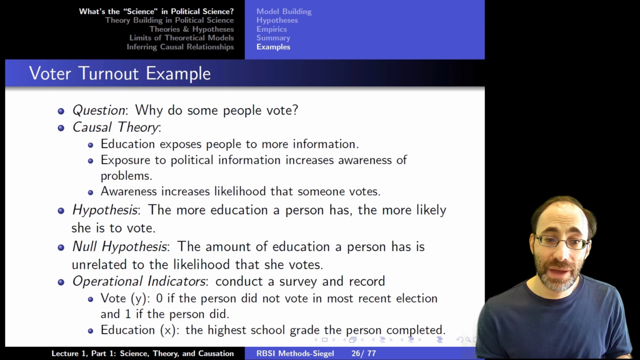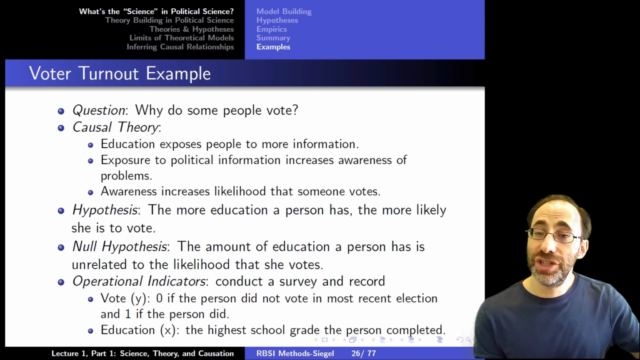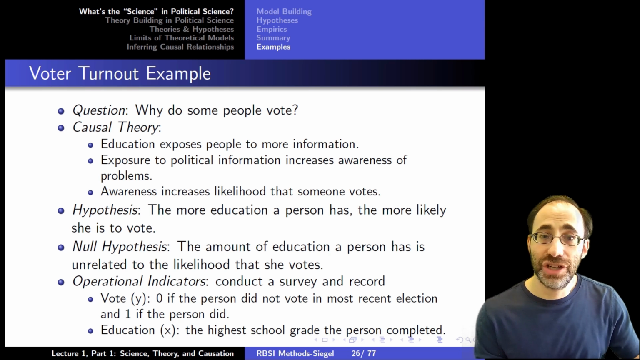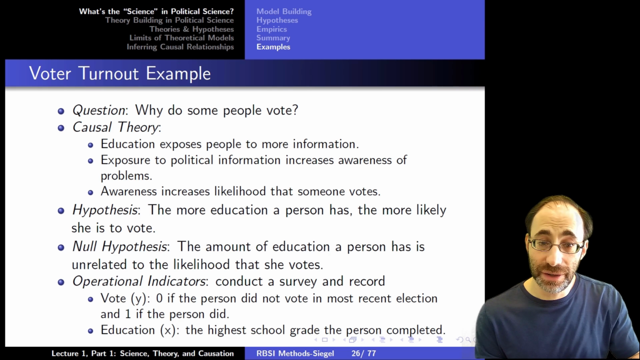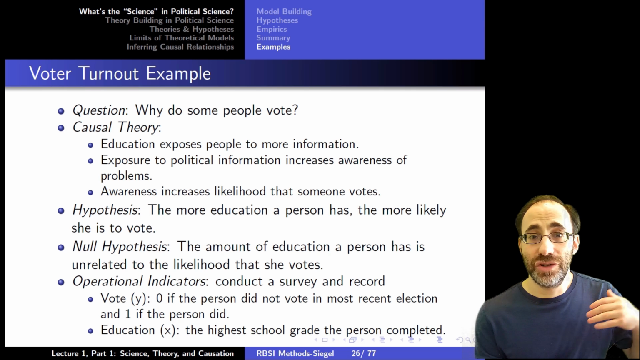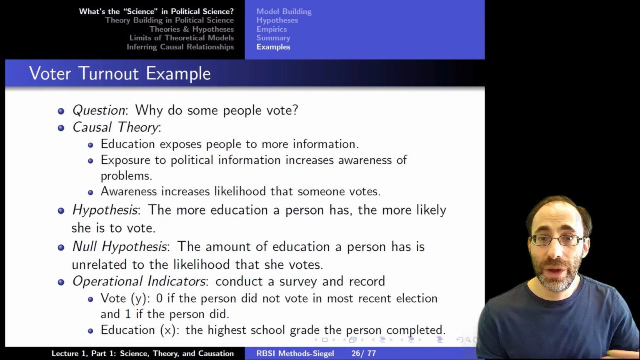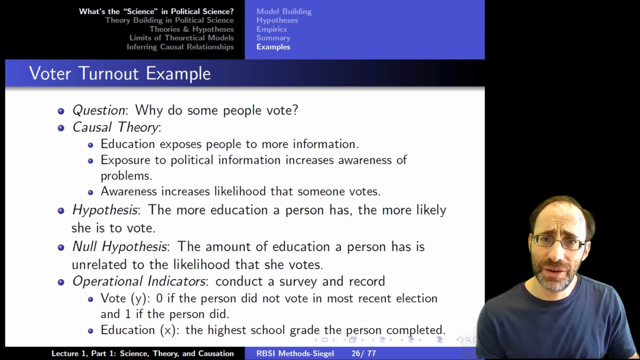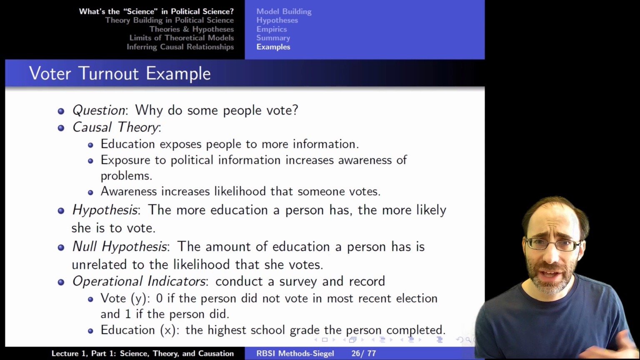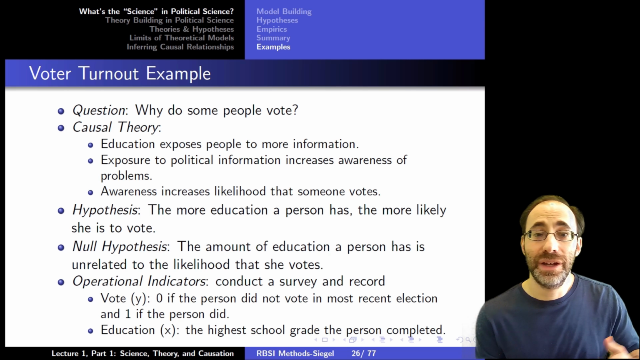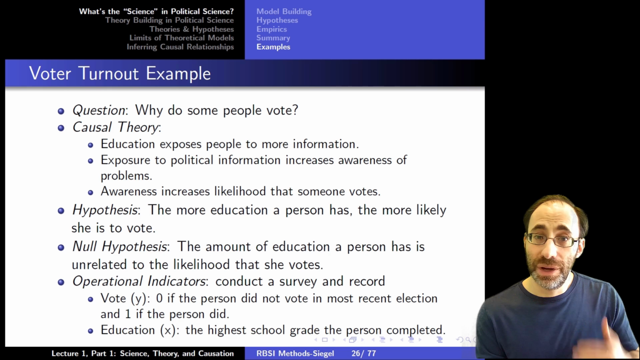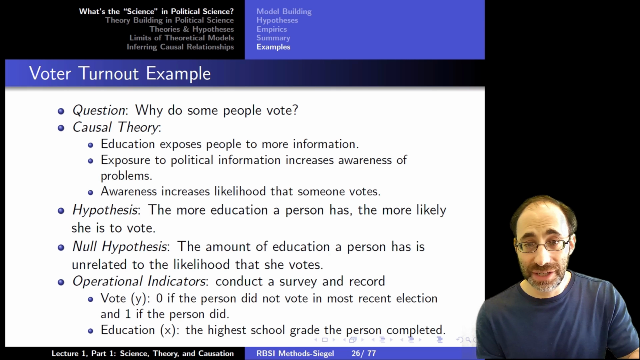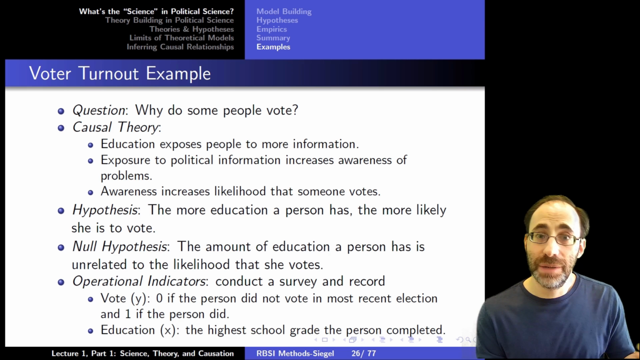Our hypothesis from that is the one we had before. The more education a person has, the more likely she is to vote. That is not the only hypothesis we could have drawn from this causal theory, right? We could have drawn hypotheses about information and awareness and figured out ways to measure information and awareness and try to see whether or not education did lead to more information and whether information did lead to more awareness. We're not going to do that here. We're proposing one single hypothesis in this particular example, that the more education someone has, the more likely they are to vote.